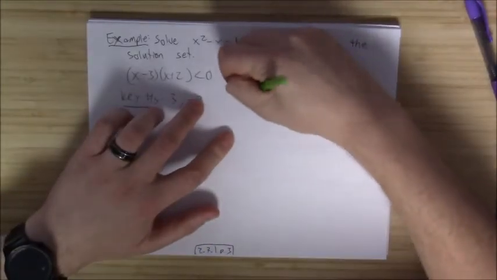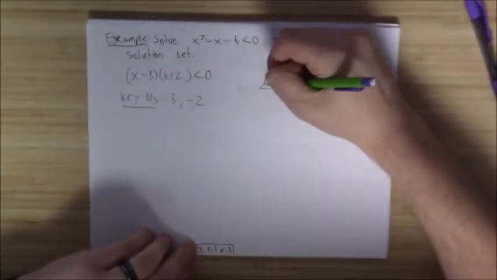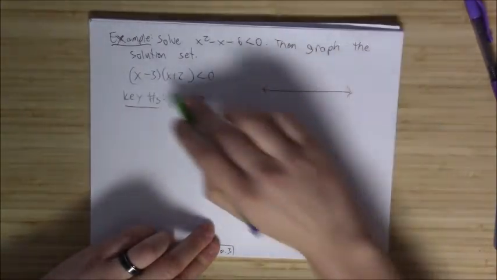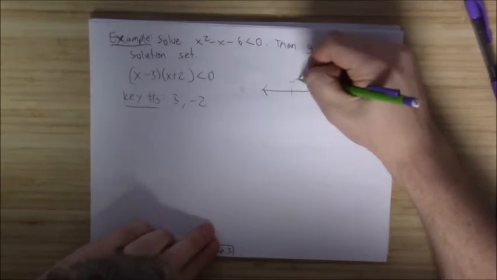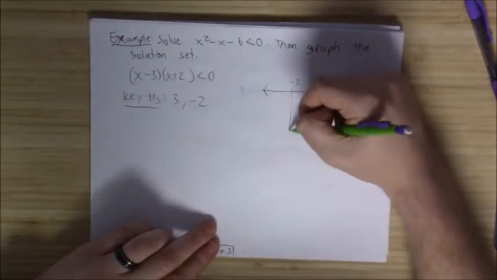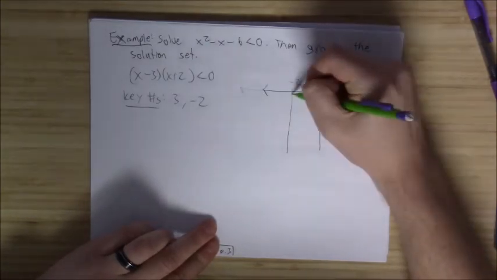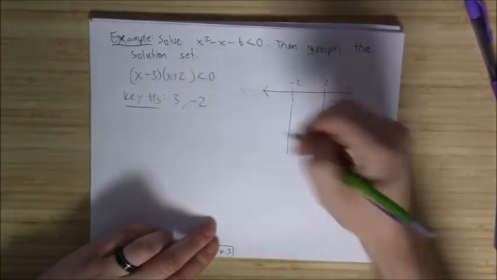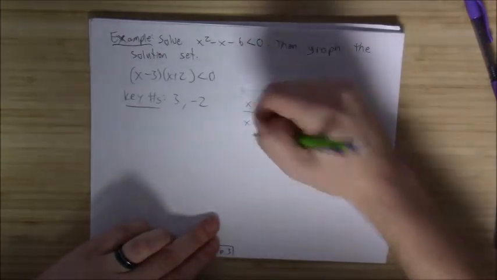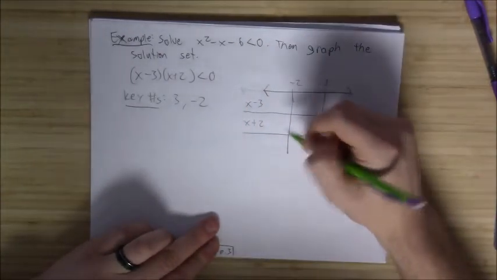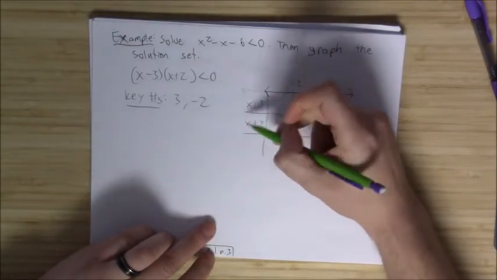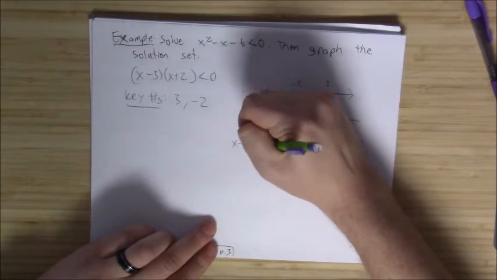So then we plot those on a number line to create the test intervals. I want to have enough room to write this, so I'm going to write it this way. Negative 2 would be about there, 3 would be about here. And then I draw these out. Now I'm going to write each of these factors over here. The nice thing about this is I know that testing each of those factor signs contributes to the total sign.